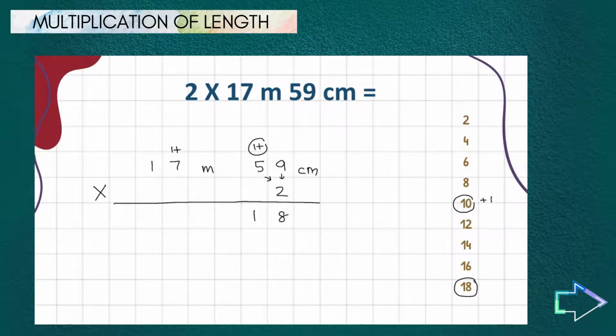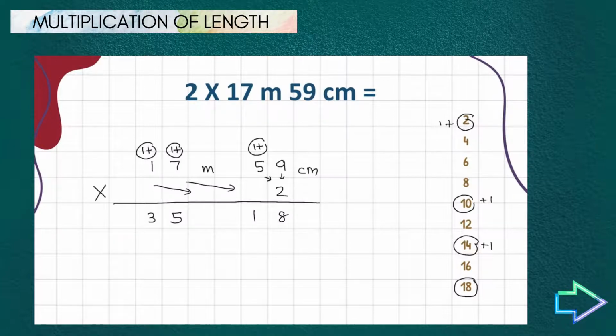Next one, you times the meter, which is 7 times 2 equals 14, plus the number at the top, which is 1. 14 plus 1 equals 15. So write down 5 and bring up another 1. Last one, 1 times 2 is equal to 2 and plus the number at the top. 2 plus 1 equals 3.